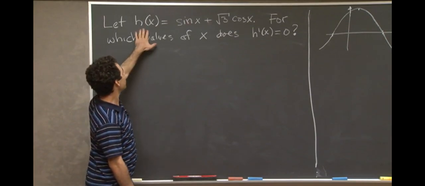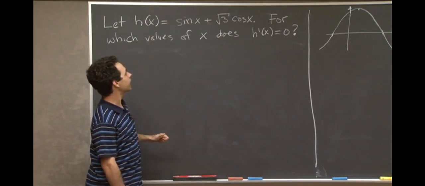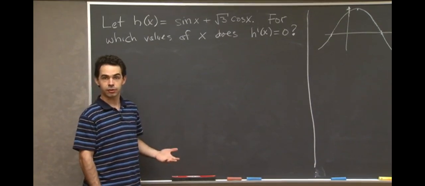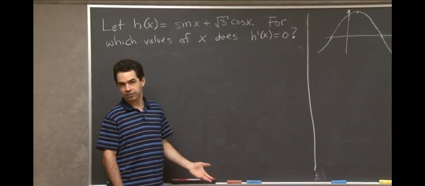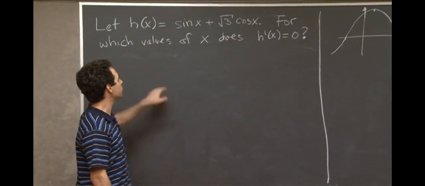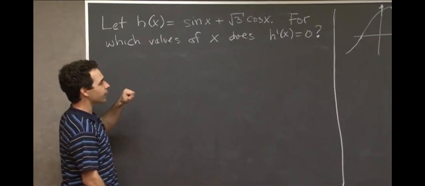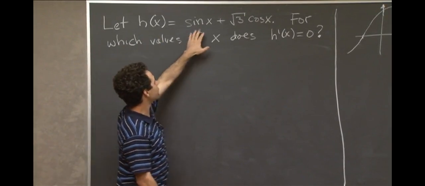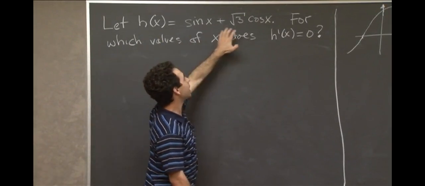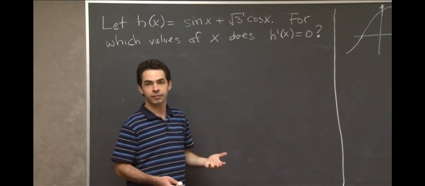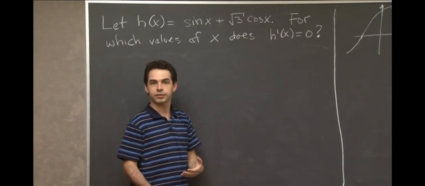So we have the function h of x. It's equal to sine x plus square root of 3 cosine x. And we want to know when its derivative is equal to 0. In order to answer that question, we should figure out what its derivative actually is and write down a formula for it. In this case, that's not that bad. If we take a derivative of h, well, h is a sum of two functions, sine x and square root of 3 cosine x. And we know that the derivative of a sum is just the sum of the derivatives.